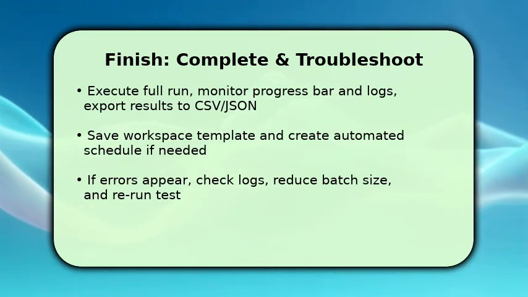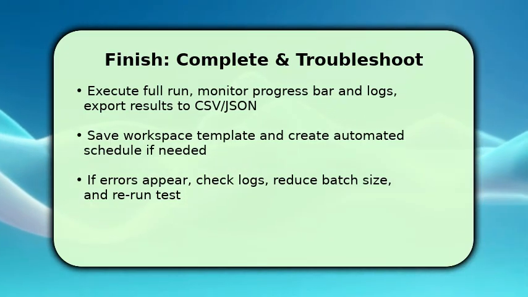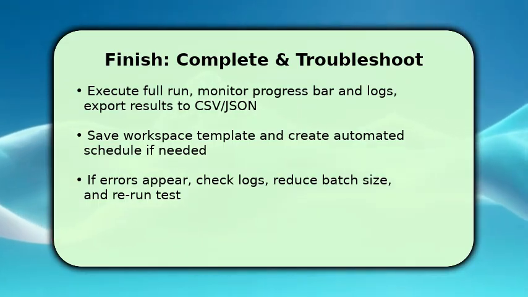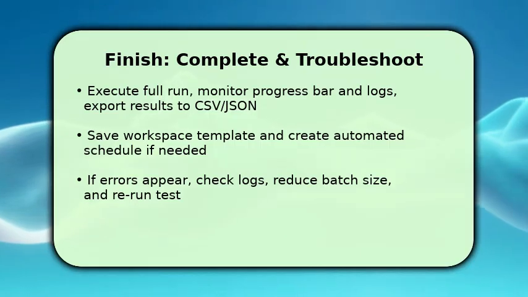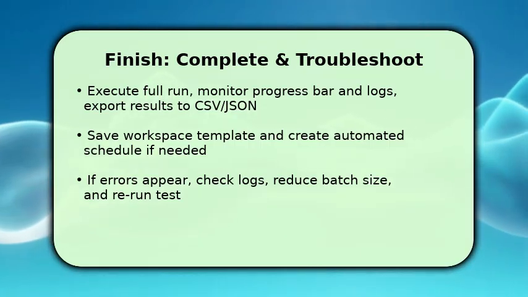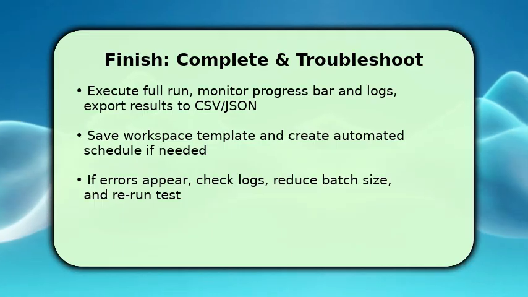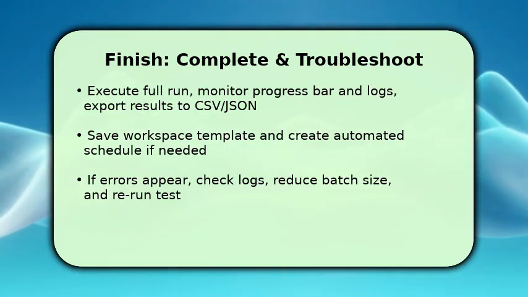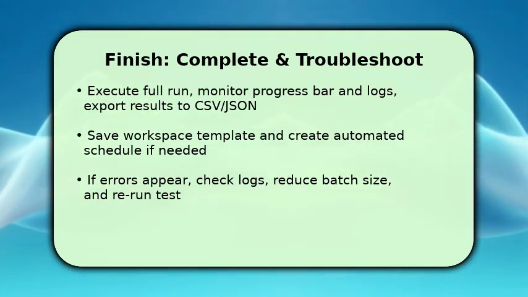Save your workspace as a reusable template and set an automated schedule if you need recurring runs. If something goes wrong, the key troubleshooting step is to inspect the error logs, then reduce batch size or threads and rerun a small test job to isolate the issue. Contact support with log excerpts if the problem persists.